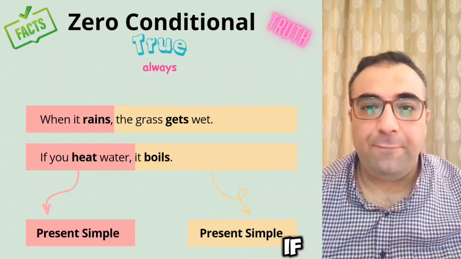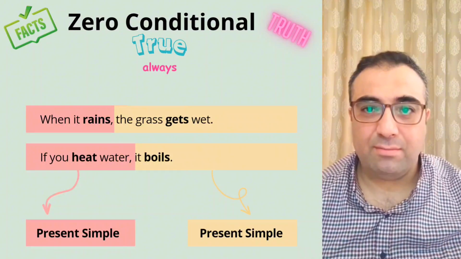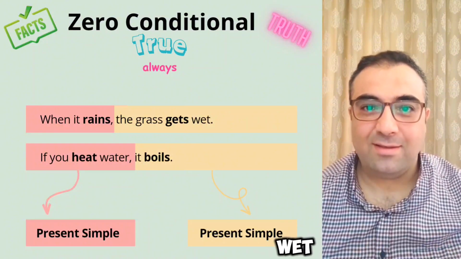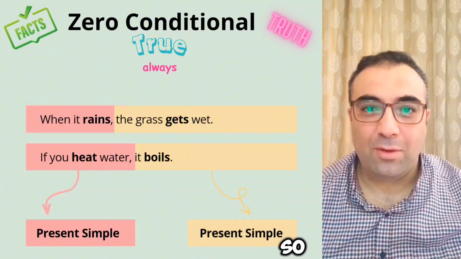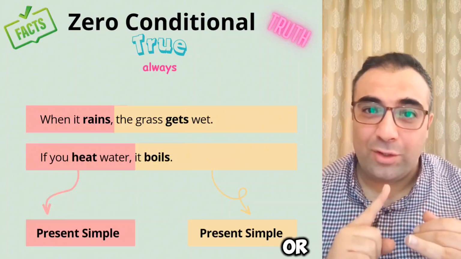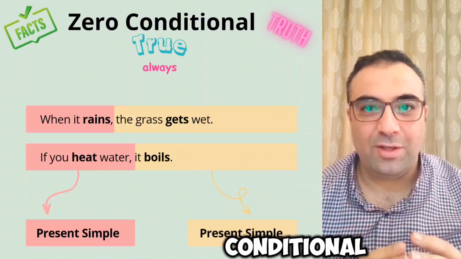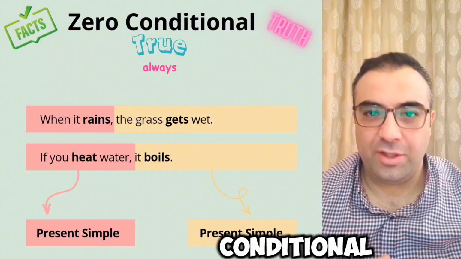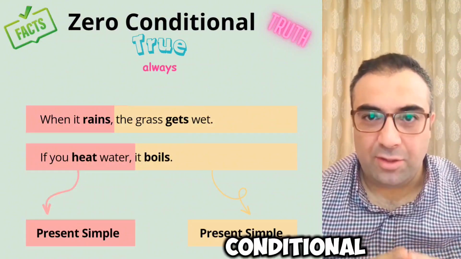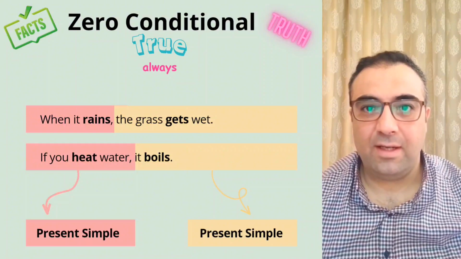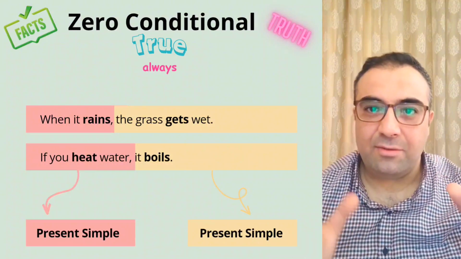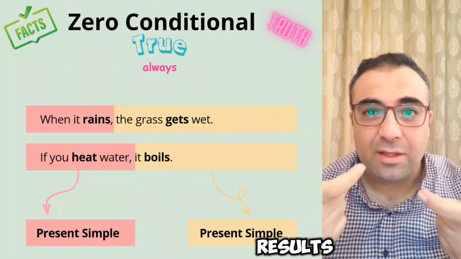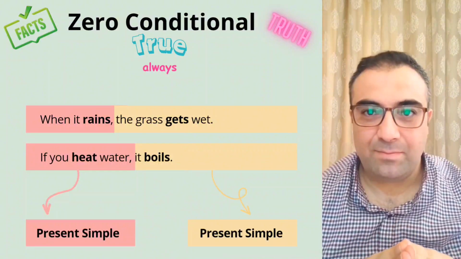For example, if you heat water, it boils, so it's a fact. When it rains, the grass gets wet. It's truth. So, when we want to talk about facts or truth, we use zero conditional sentences. How can we form the structure of zero conditional? As we said, conditional sentences consist of if clause and result clause. In zero conditional, the if clause and result clause are in the present simple tense.